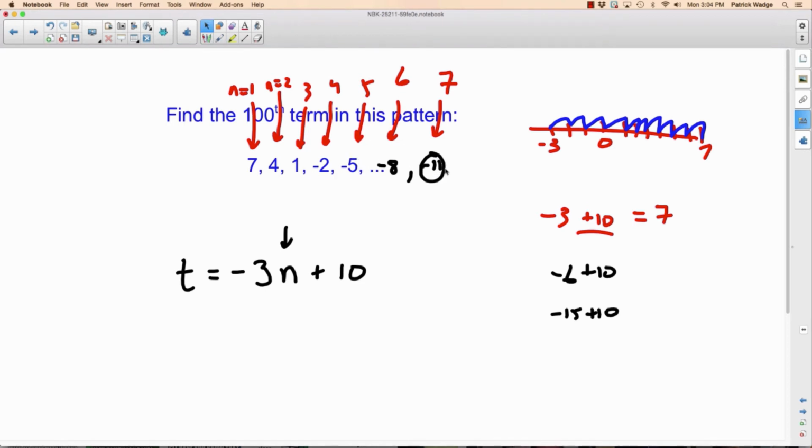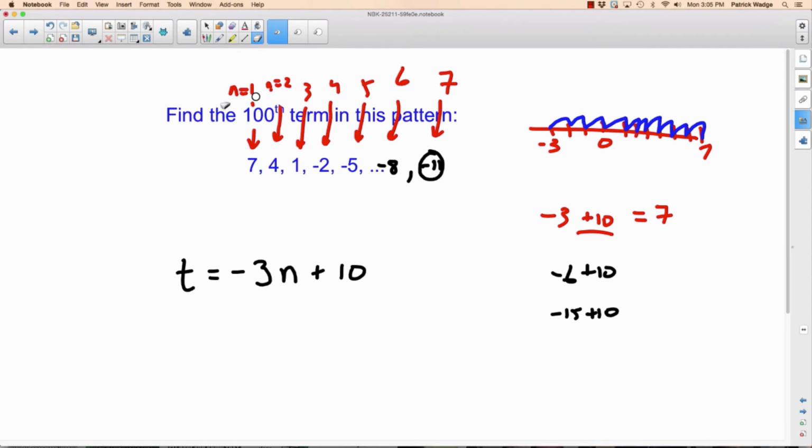Try one more. I know it's redundant. It obviously works, but let's just try one more. If I put 7, because this is the 7th term here, if I put 7 in here, -3 times 7 is -21, plus 10 is -11. It worked. Great. I now have a formula that will work for any term number I want. It would be no problem to find the 1,000th term, the 1,000,000th term. Who cares? You just plug it in here.